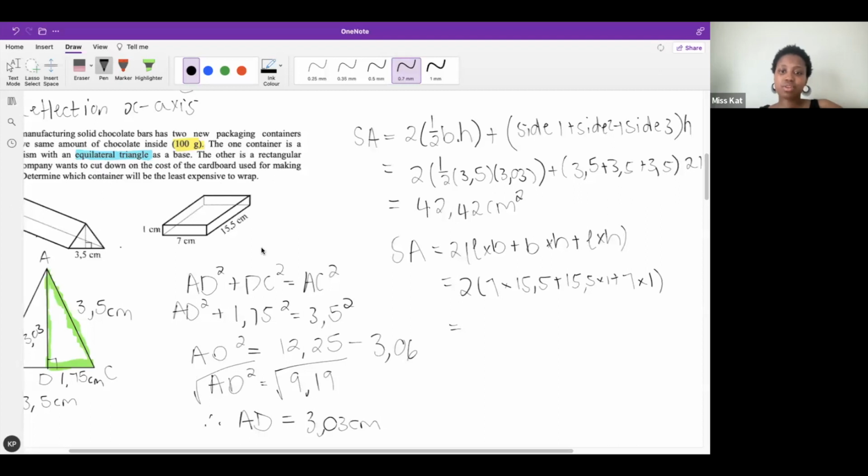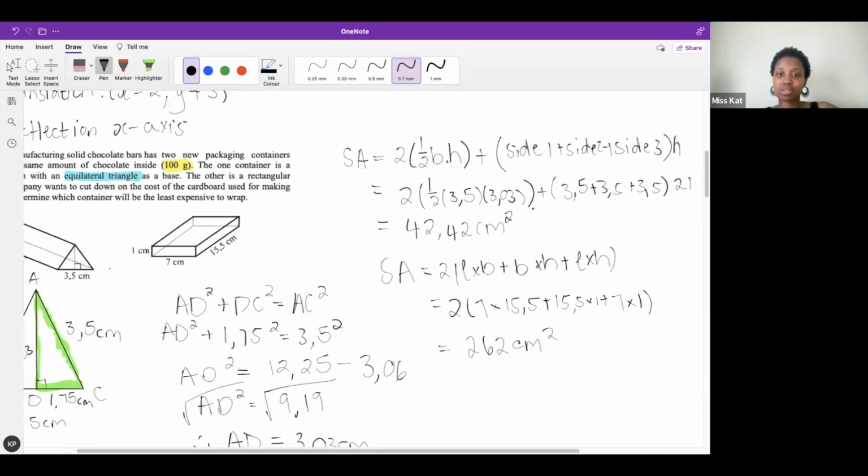Is the surface area 42,42? But everyone got the same answer, so I'm just going to believe. Let's get the surface area for the rectangular prism. 262. I don't think there would be such a big difference. There's something wrong here. 262 centimeters squared. Okay, let's go back to this one.